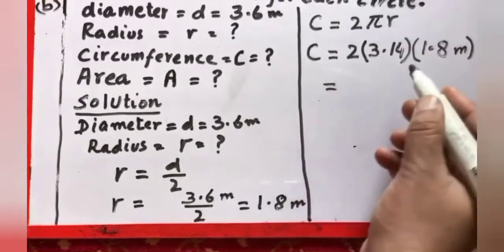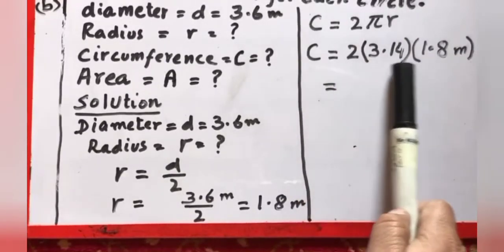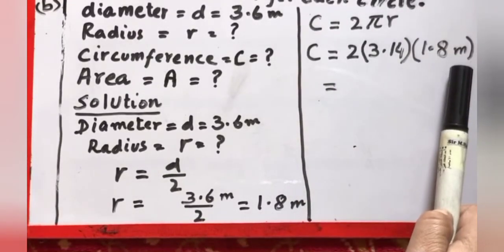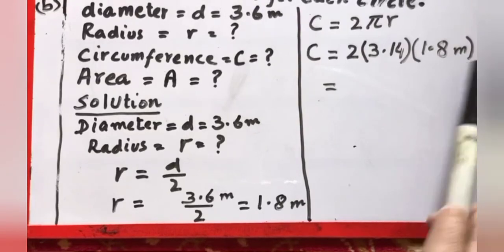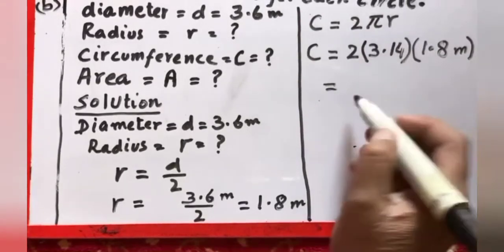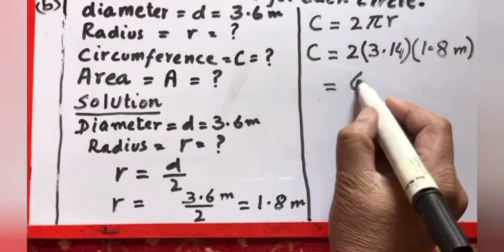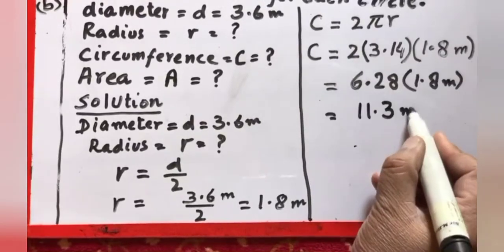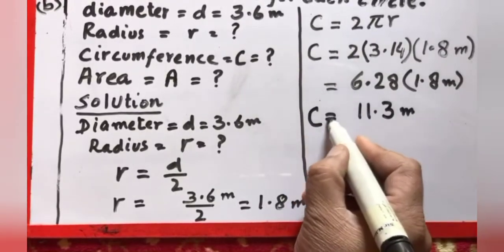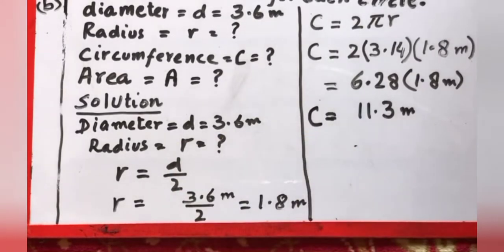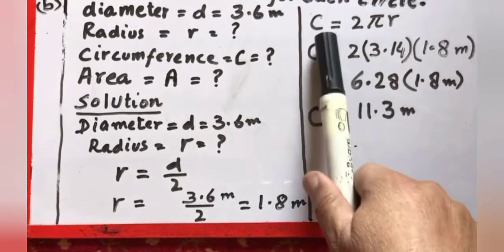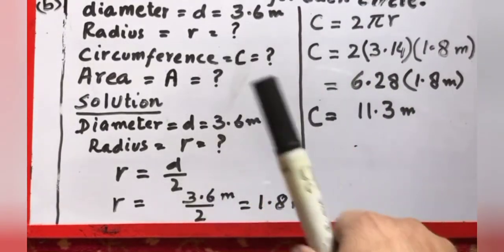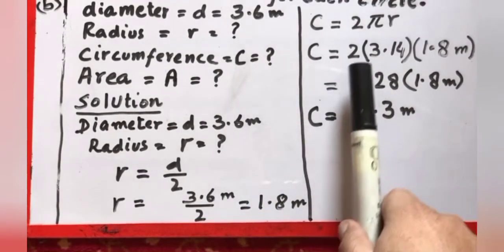Now as you see, all the three values are multiplying each other. If we multiply 2 into 3.14, we will have 6.28 meter. So it is the circumference of a circle, which is 11.3 meter. So by using this formula, you can easily find the circumference of a circle.